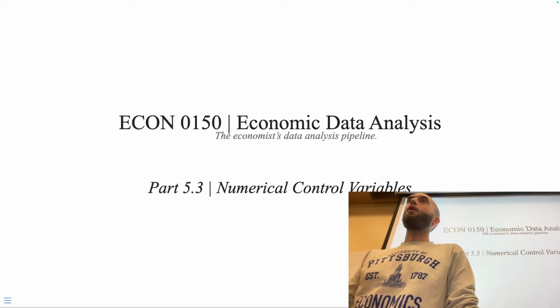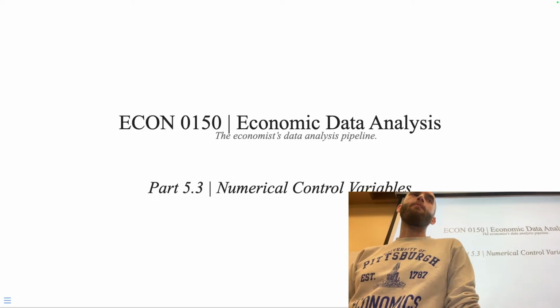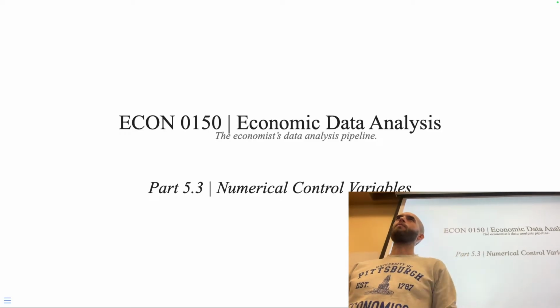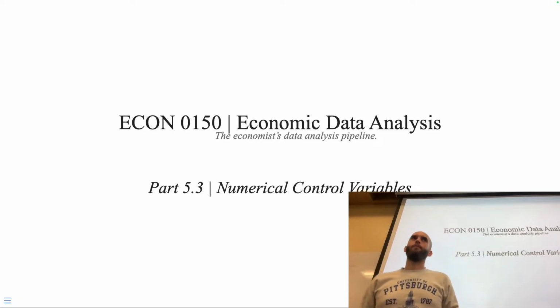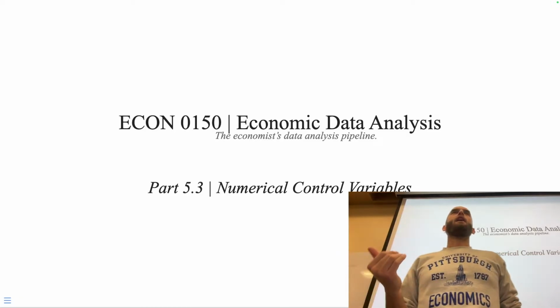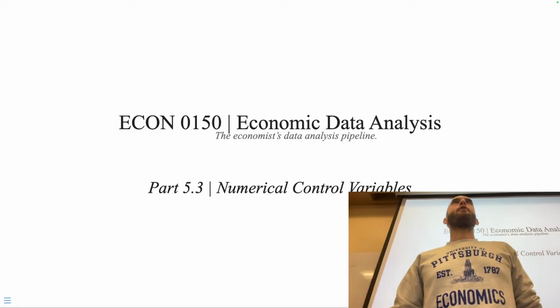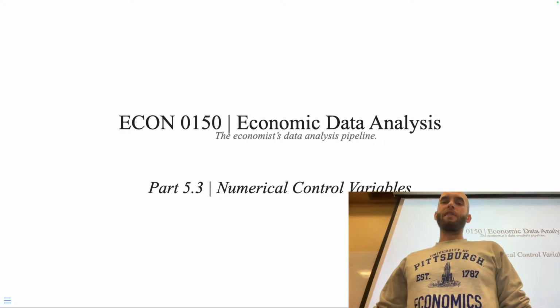But we have one more big topic before we head off to break. What we call numerical control variables. So last class we walked through using binary indicator variables as a way of separating effects by group. And so we walked through this depressing example of the gender wage gap using census records.